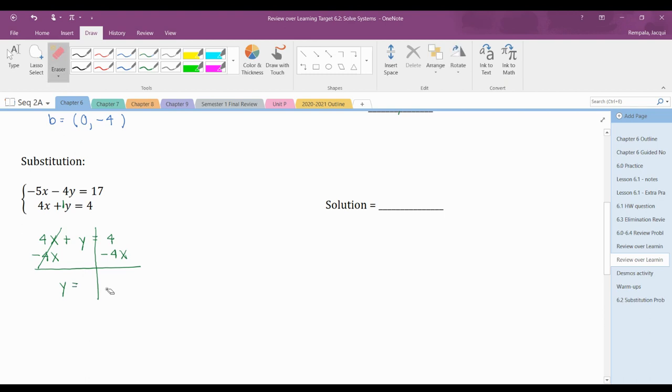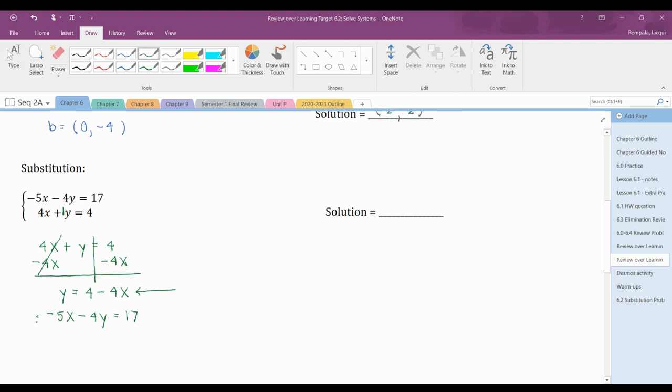So y is going to equal, and then those are not like terms. Remember, 4 and a 4x are not the same. So I can just write it as 4 minus 4x. Now that I have that variable by itself, remember, I like to put an arrow next to the equation that has the variable by itself. The top equation, we haven't done anything to. So I'm just going to rewrite it right below here, just so then I can now focus on this. So this is my new system to look at.